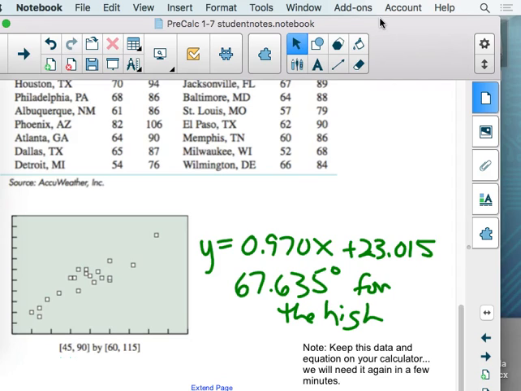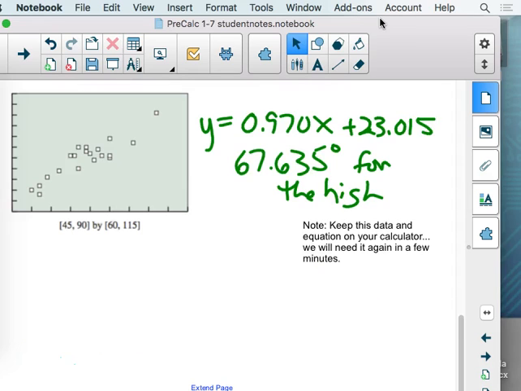That was pretty close to what we saw in the table. So at least we know we did the math right as we went through there. So with their low of 46, Madison, Wisconsin should expect a high of 67.635 degrees. And like the little note down here says, keep this data and equation on your calculator. Probably going to need this again. And there might be one in the homework where they actually ask you about this. So that might be one of the reasons that we're going to do that.